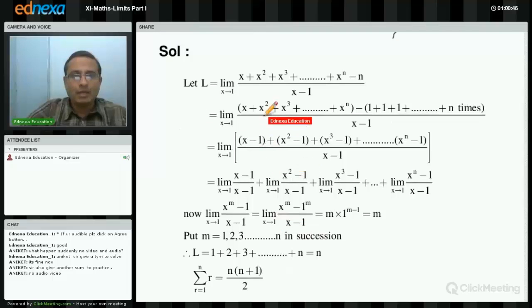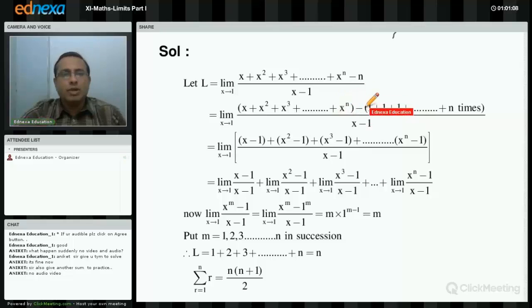Okay, let me explain. Again, I'll tell you that this is an important sum. We have to find the limit of this function. Now, can I write this n as 1 plus 1 plus 1, n times? The answer is yes. If you add 1 three times, you get 3. If you add 100 times, you get 100. And if you add 1 n times, you get n.